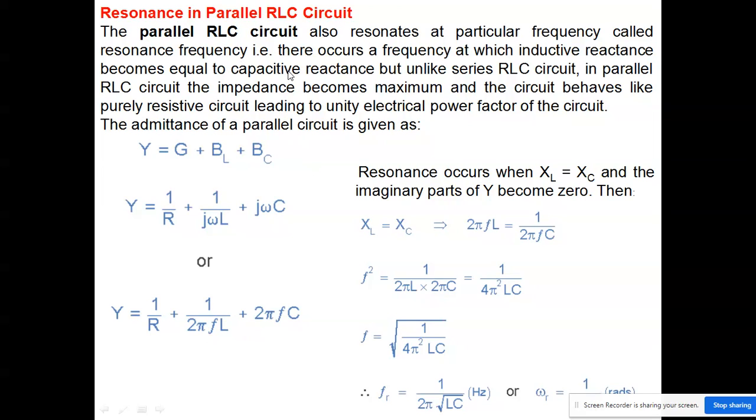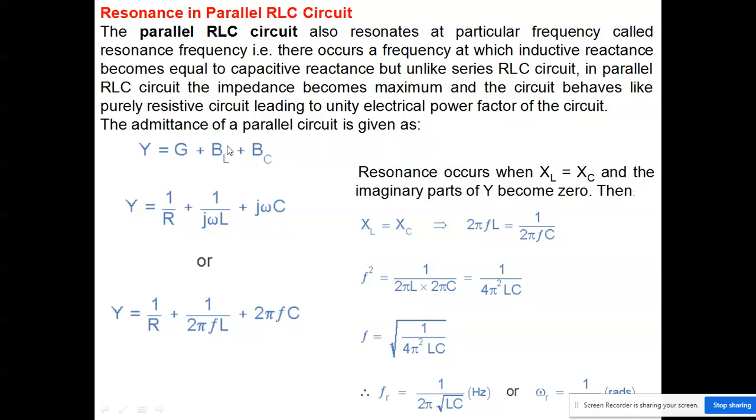Now we see the resonance condition in the parallel RLC circuit. The parallel RLC circuit also resonates at a particular frequency called the resonance frequency. What is the meaning of that? There occurs a frequency at which the inductive reactance becomes equal to the capacitive reactance. We have already seen this in the series RLC circuit. But unlike the series RLC circuit, the parallel RLC circuit has maximum impedance and the current behaves like that of a purely resistive circuit, leading to a unity electrical power factor.